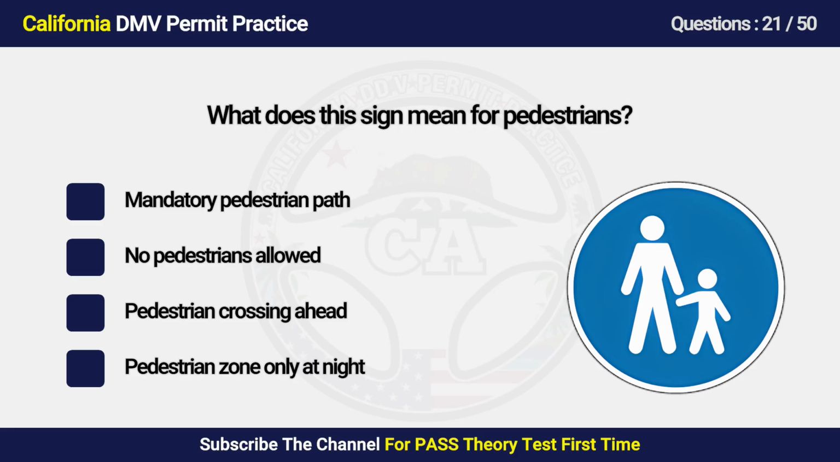A. Mandatory pedestrian path. B. No pedestrians allowed. C. Pedestrian crossing ahead. D. Pedestrian zone only at night.